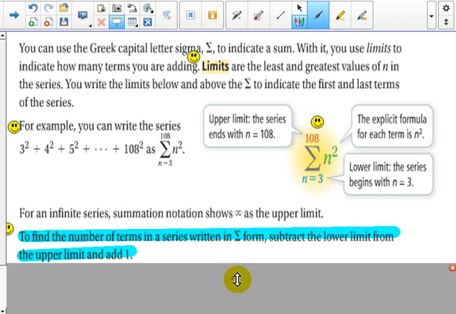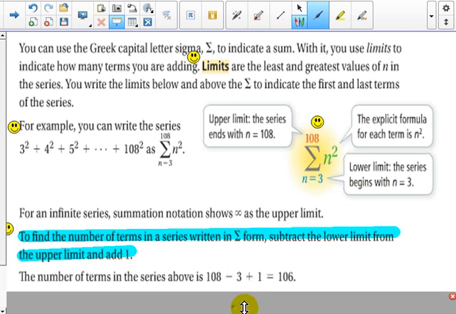So to find the number of terms in a series written in sigma form, subtract the lower limit from the upper limit and add 1. So the number of terms in the series above, in this one right here where I'm moving my mouse, would be 108 minus 3 plus 1. So it'd be 108 minus 3, which is 105, plus 1. So it'd be 106 terms in that series. So a minute ago when I just gave you the number of terms, I've done this, but now you can do it. All right, so that's a quick way to tell how many things are in a series.